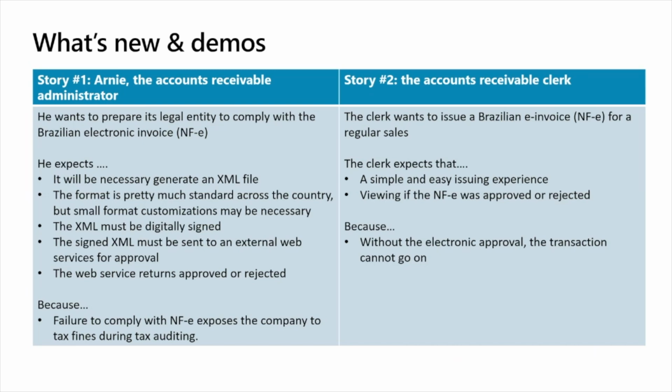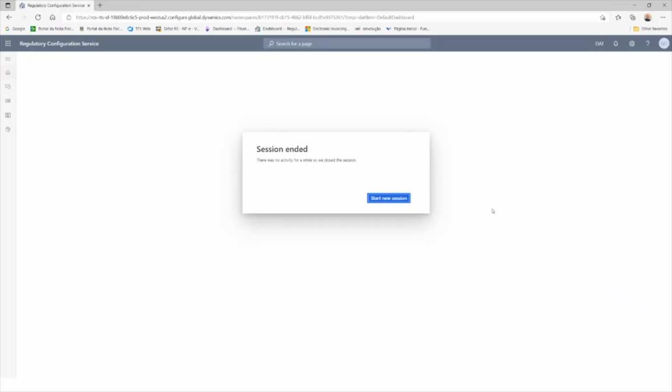And the second story is the accounts receivable clerk. It's simply going to show you how the clerk operates the issuing of electronic invoices. The only thing that he expects is to simply issue the electronic invoice and view the status, whether it was approved or rejected. Okay. So now let's go to RCS.